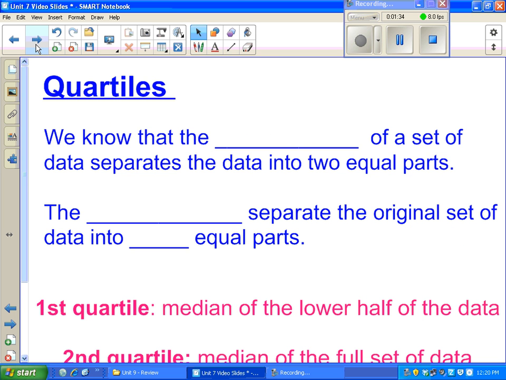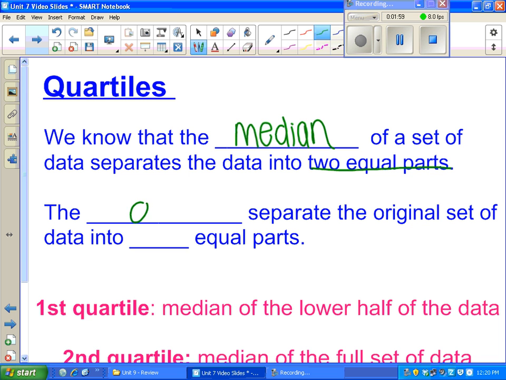When we talk about statistics, we often set up our data in such a way where we talk about quartiles. Quartiles did not have to do with measures of central tendency. We used them more when we were talking about box and whisker plots. So remember, it says we know that the blank of a set of data separates the data into 2 equal parts. So we just talked about that. We know the median does that because the median's right in the middle. So the median splits the data into 2 equal parts, right down the middle. Then we have something we call the quartiles. The quartiles don't just separate the data in half, they separate the original set of data into 4 equal parts.